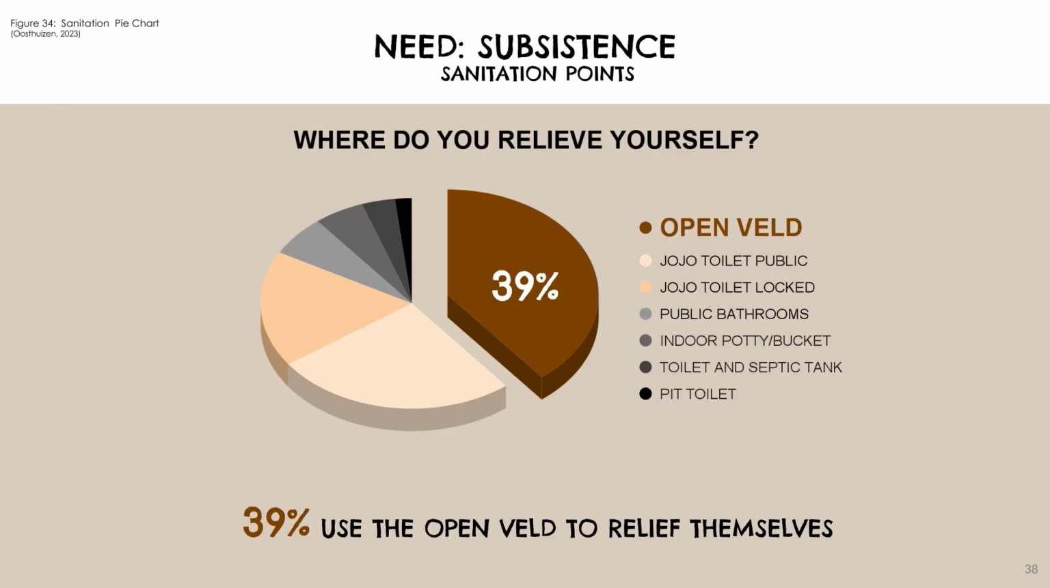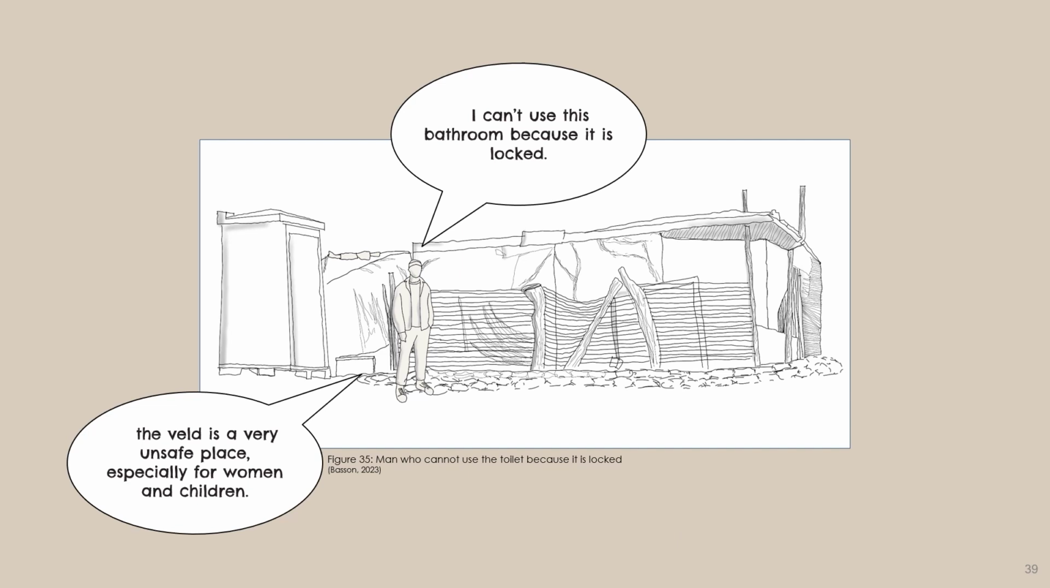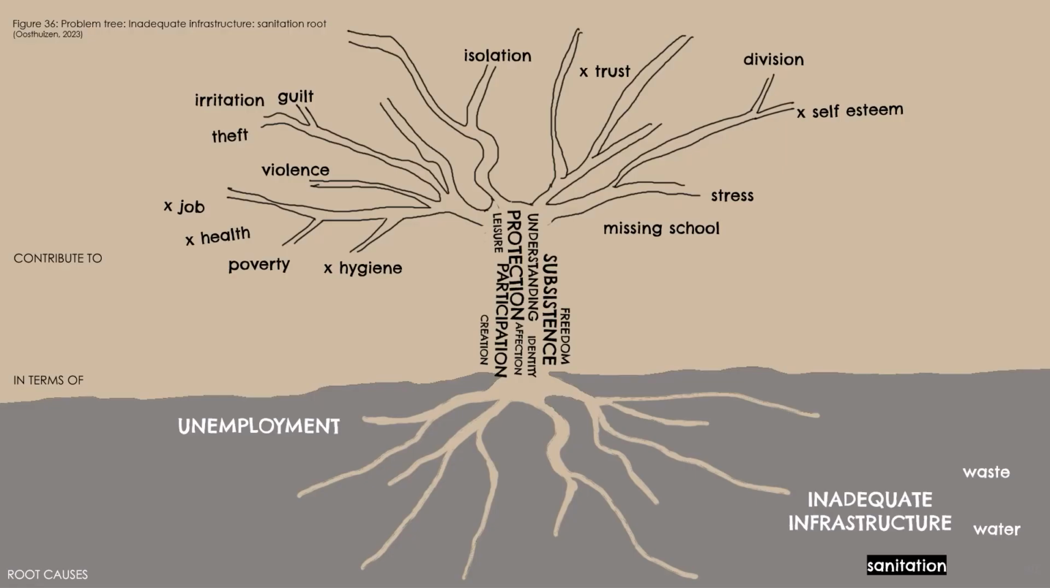We can relate this topic back to the rights of water and sanitation. 39% of the survey participants use the open veld to relieve themselves, clearly illustrating that Woodlane Village lacks access to sanitation. We heard that the open veld is a very unsafe place for women and children. They tend to go in groups, otherwise it's highly likely for women to get attacked. We can see here the lack of sanitation is connected to the lack of infrastructure. This may lead to health concerns, possible exposure to abuse, lack of trust, and lowered self-esteem in the community.